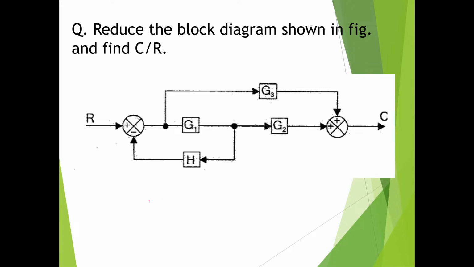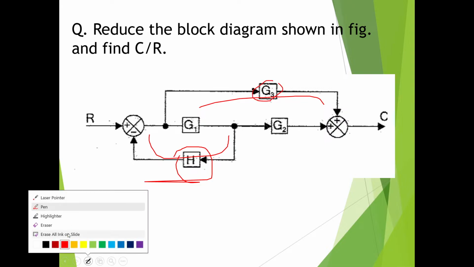Now, in this block diagram, you just carefully observe. There are two summing points. This is one summing point. This is another summing point. And this is our path from input to output, from R to C. So you can see two gains G1 and G2 in this path. And we can see a loop here. In that loop, there is a gain H. Another loop is there. In that loop, gain is G3.